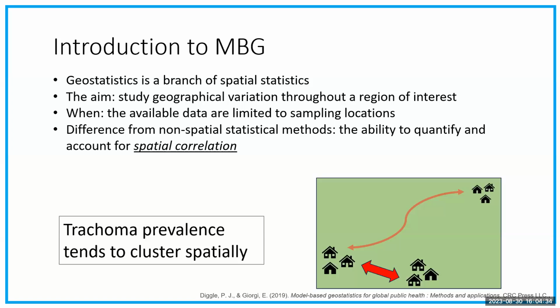Geostatistics is a branch of statistical methods relevant to the analysis of geolocated data, with the aim being to study geographical variation throughout a region of interest when the available data are limited to sampling locations. What differs from non-spatial statistical methods is the ability to quantify and account for spatial correlation, the phenomenon that things are more similar when the geographical locations are closer. It is known that trachoma prevalence tends to cluster spatially, so in such a case, we can leverage the spatial correlation so that information from sampled locations can help understand neighboring and unsampled locations.